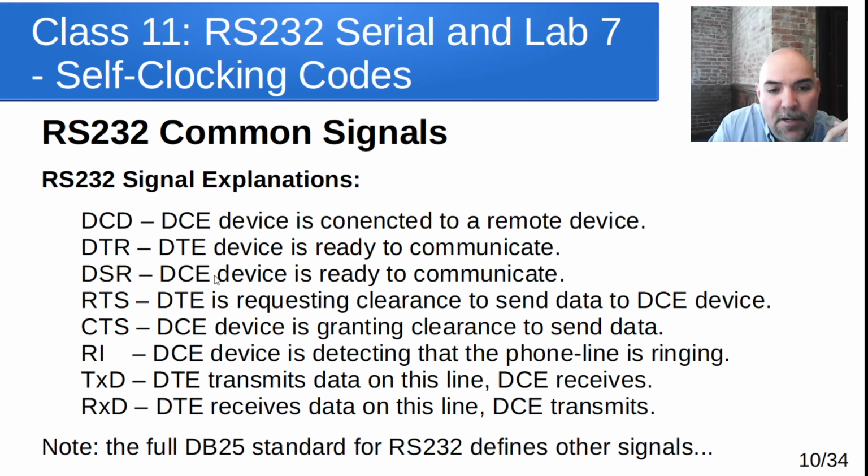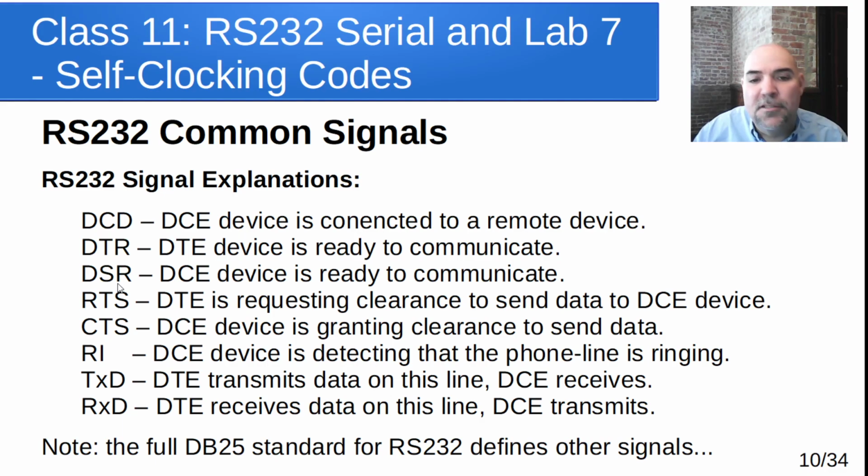DTR is the terminal device, the computer, saying that it's ready to communicate. DSR is the modem saying it's ready to communicate. So in other words, when they're powered down, those aren't asserted. When they power up and the program runs, they'd say, hey, I'm ready to communicate. And so there's some rules that are defined as well. For example, you're not supposed to send data to the DCE device if the DSR line says it's not ready.